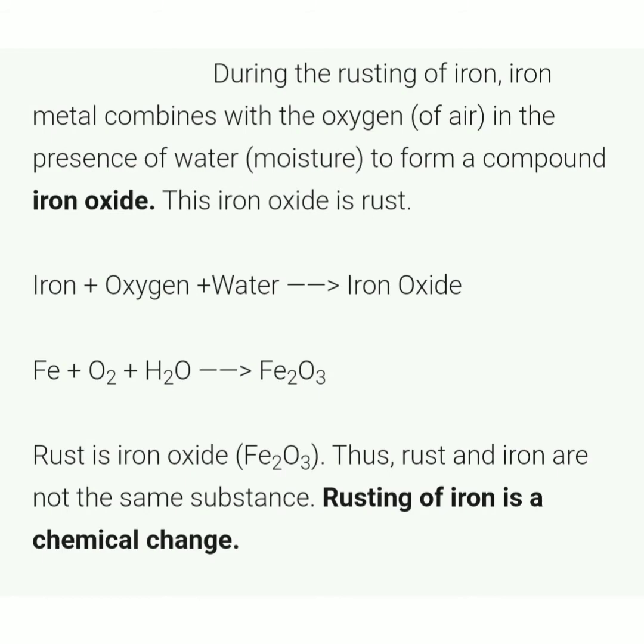Rusting of iron can be represented by the chemical equation Fe, where Fe stands for iron, it's the chemical symbol of iron, plus O2, that's oxygen, plus H2O, that's water. When Fe reacts with both oxygen and water, it gives Fe2O3. Fe2O3 is the chemical formula of iron oxide. This iron oxide is rust.